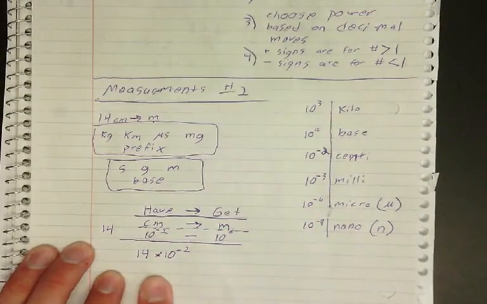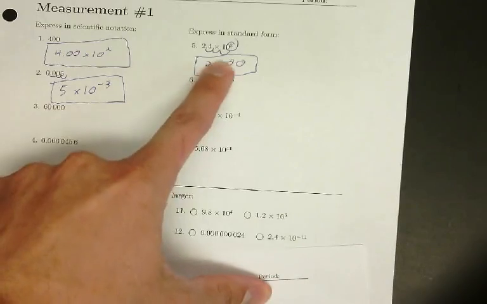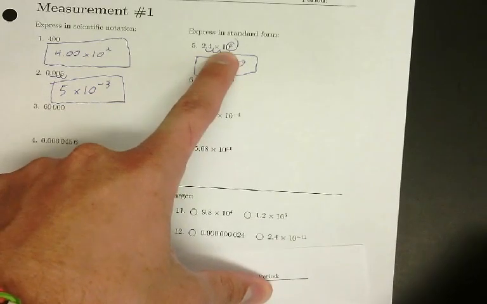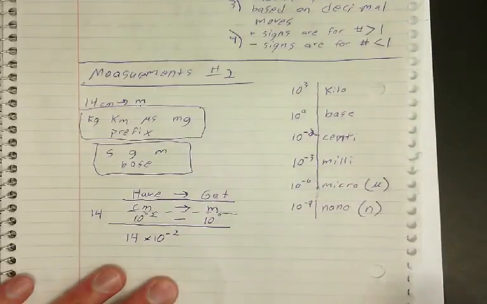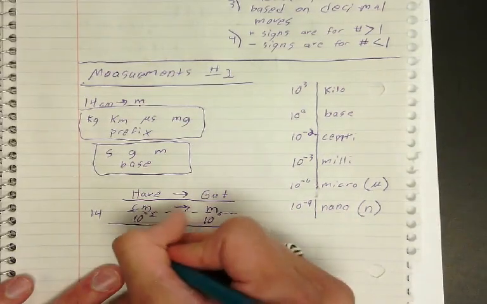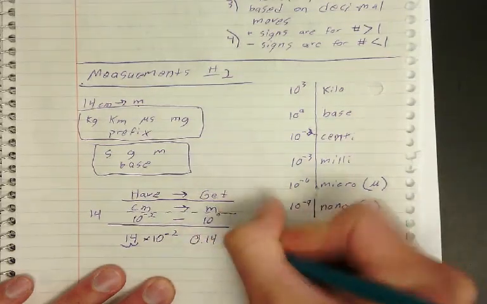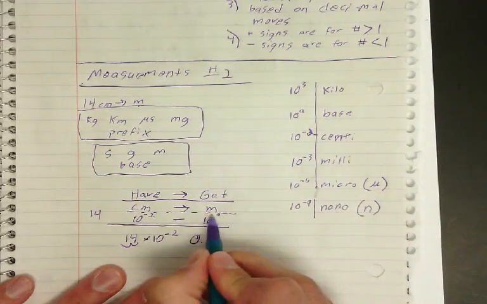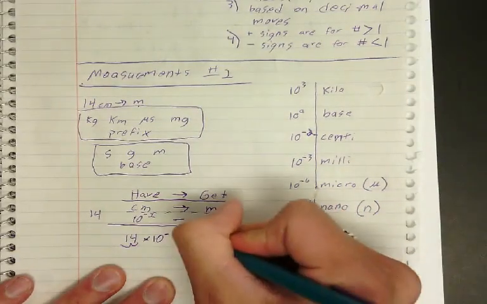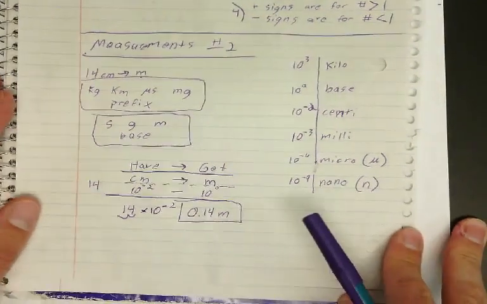Now, I don't want to leave it in this form. I want it in standard form. So now all you have to do is remind yourself how you did the expansion. The number told you how many places to move the decimal. The sign told you which way to move it. So 14 times 10 to the negative 2. I need to make it a smaller number, and I need to move it 2 spots. So 1, 2, 0.14. And now I have what I wanted to get, meters. So that would be my answer to number 14.